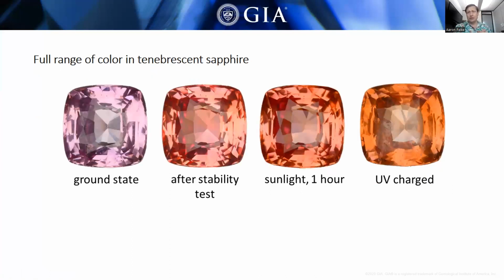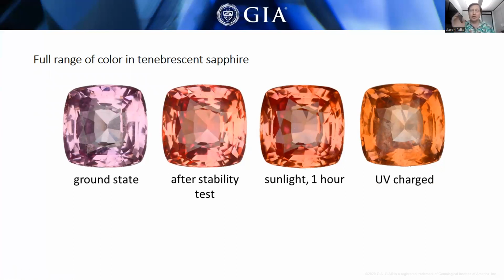This is another good example. This was a stone that we were able to purchase for some experiments. We were able to purchase it because it's a beryllium diffused sapphire, so the price wasn't so high. But it's a sapphire that was submitted to the stability test, and then it gained coloration after it was submitted to the stability test. So we got it in this purplish pink state. We put it into the stability test, and it turned into a padparadscha-like color, a very beautiful color.